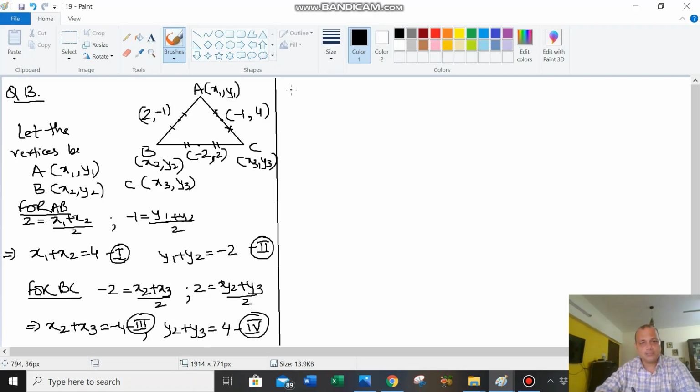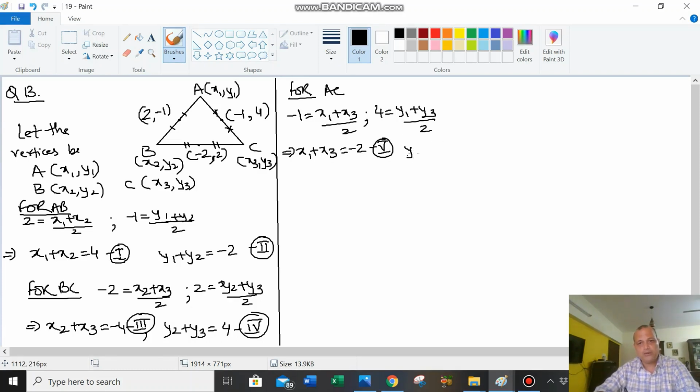Let's look at the last side, which is for AC. This is the midpoint, which means negative 1 is equal to (x1 plus x3) upon 2 and 4 is equal to (y1 plus y3) upon 2. Let's cross multiply. So this is x1 plus x3 is equal to negative 2. This is my equation number 5 and y1 plus y3 is equal to 8. That's my equation number 6. Now for x coordinates I have 3 equations, for y I have 3, that's how I have a total of 6, and I need to solve these 3 simple equations simultaneously.